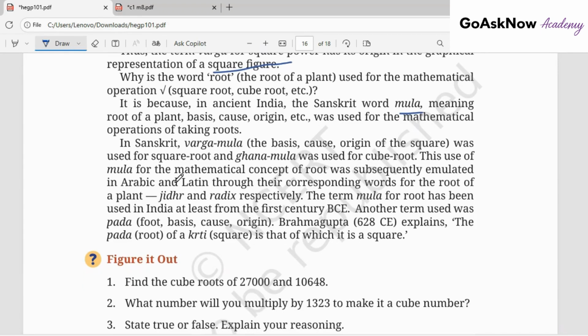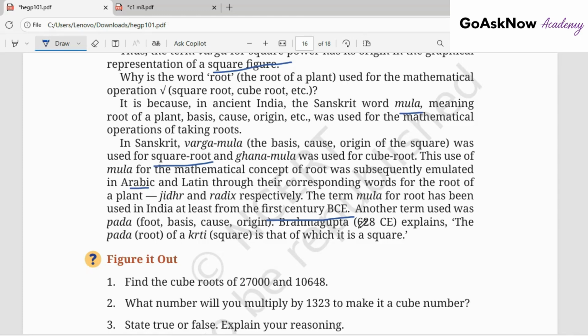In Sanskrit, varga mula, the basis, cause, origin of a square, was used for square root, and ghana mula was used for cube root. This use of mula for the mathematical concept of roots was subsequently emulated in Arabic and Latin through their corresponding words for the root of a plant, jidr and radix respectively. The term mula for the root has been used in India at least from the 1st century BCE. Another term used was pada, foot, basis, cause, origin.